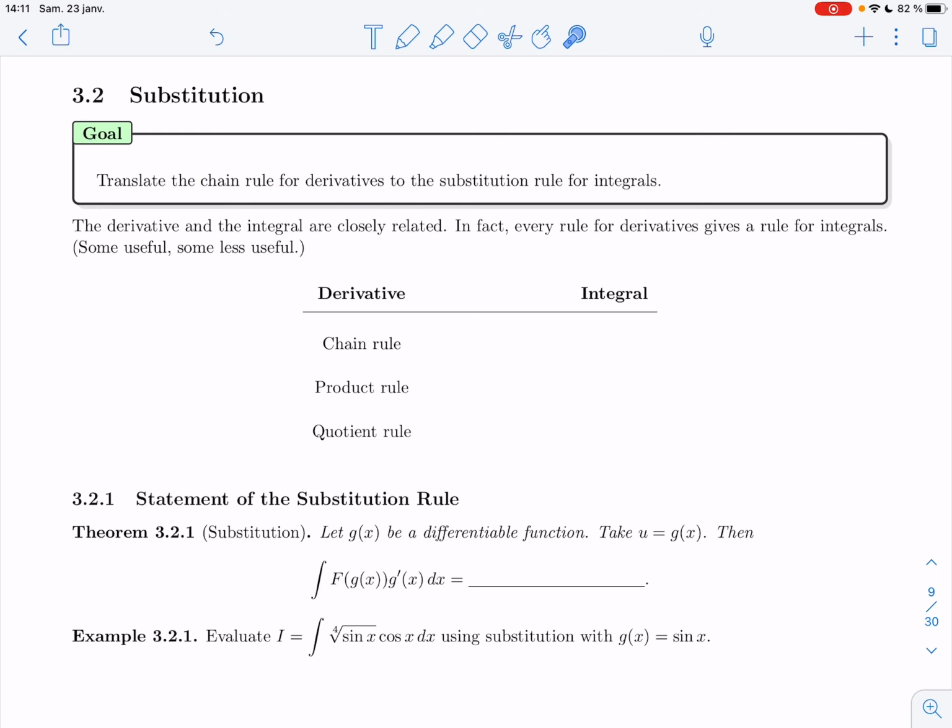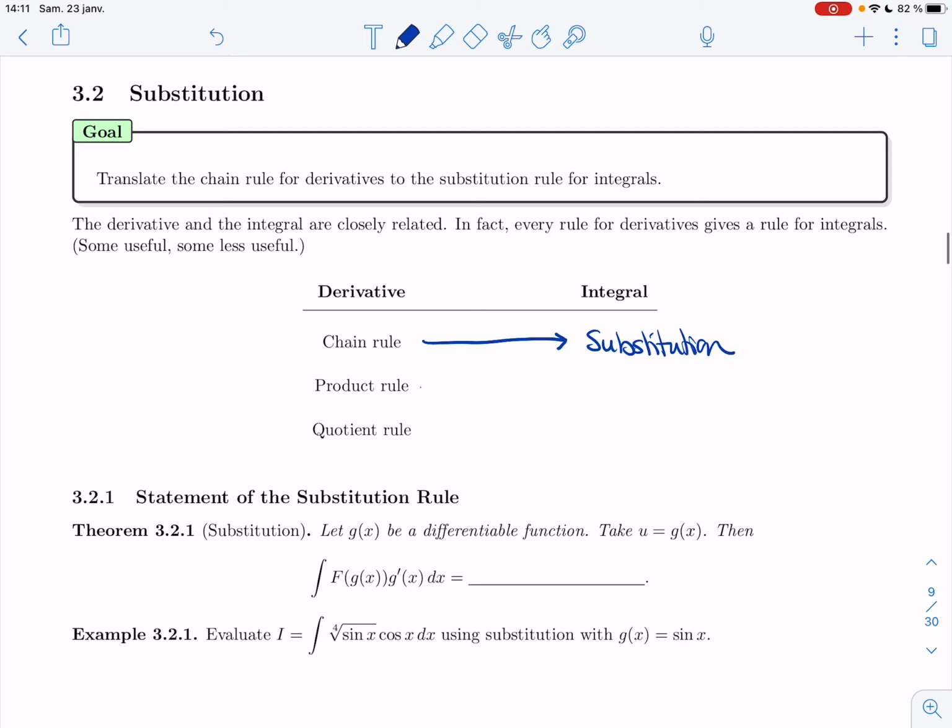Remember how helpful the chain rule is to differentiate a function, while substitution is going to be as helpful for integrating complicated functions. The derivative and the integral are closely related. In fact, every rule for derivatives gives a rule for integrals. Some useful, some less useful. So what we'll do in this section is translate the chain rule into substitution.